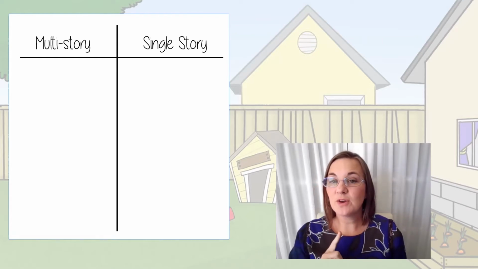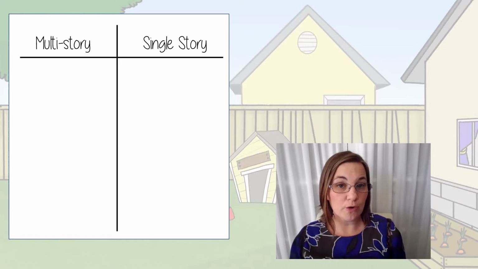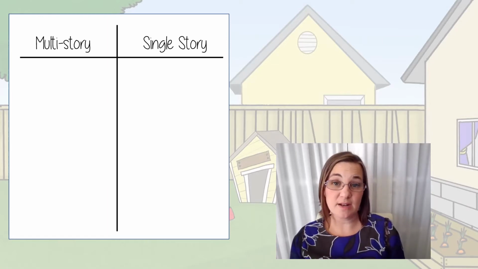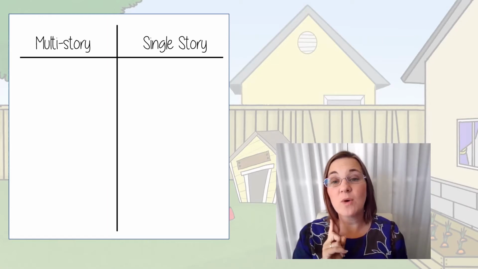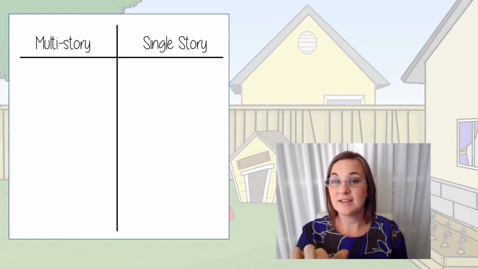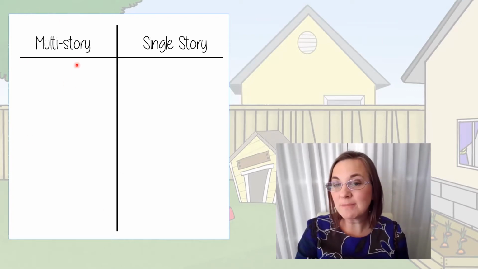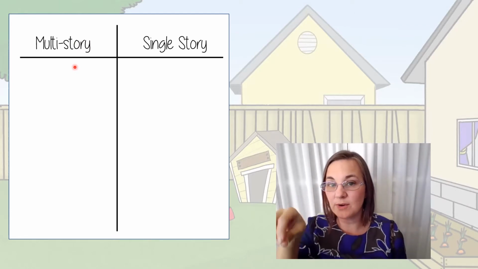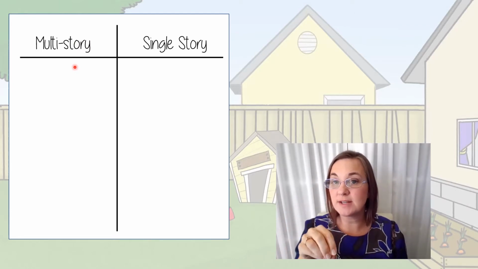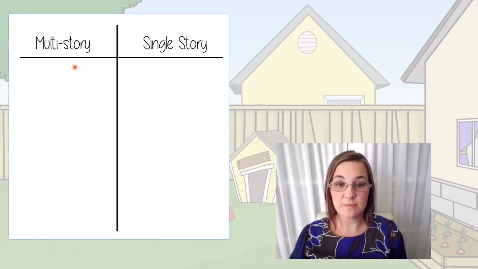Let's do a quick review. Which of these is a story or a book where each chapter is its own story? So it has lots of stories inside of one book. Put your finger on the one that shows a book that has more than one story in it. Did you put your finger on multi-story? That's right. A multi-story chapter book has lots of little mini stories inside of it. Each chapter has its own problem and solution, its own setting, its own characters.